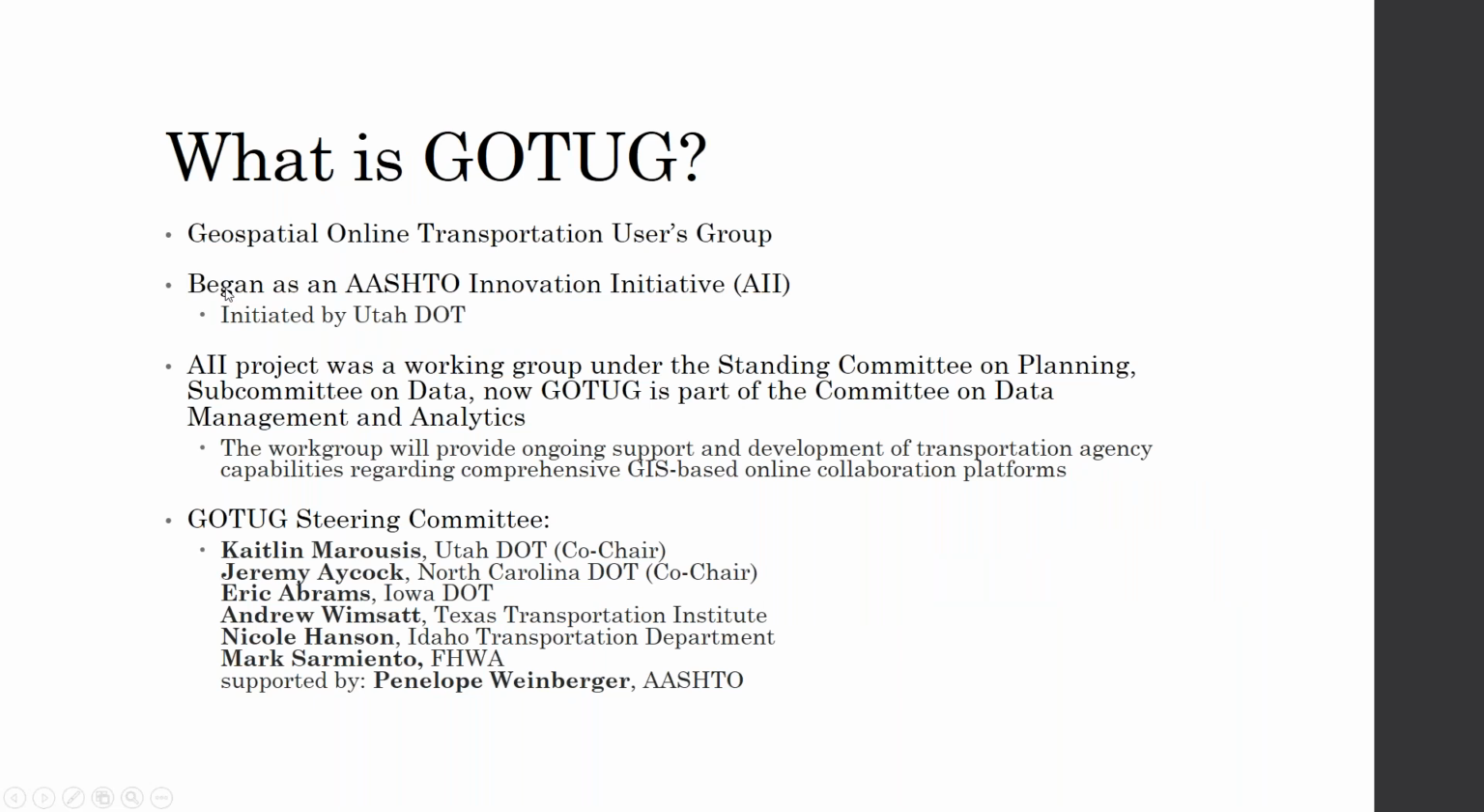So what is GOTUG? GOTUG stands for Geospatial Online Transportation Users Group. We began as an AASHTO innovation initiative that was started by Utah DOT for their U-Plan project. This project was a working group under the Standing Committee on Planning, Subcommittee on Data, but now GOTUG is part of the Committee on Data Management and Analytics. As a work group, we'll provide ongoing support and development of transportation agency capabilities regarding comprehensive GIS-based online collaboration platforms.